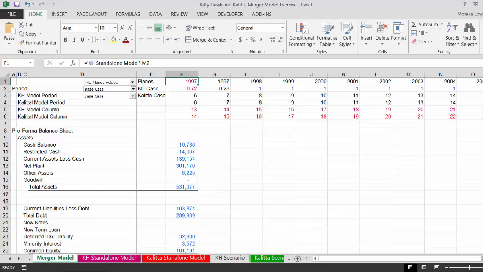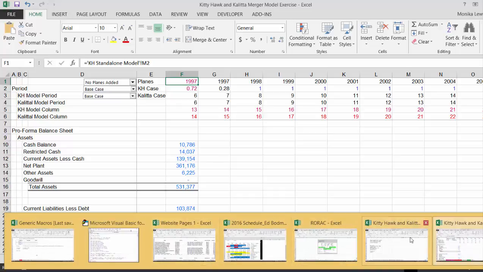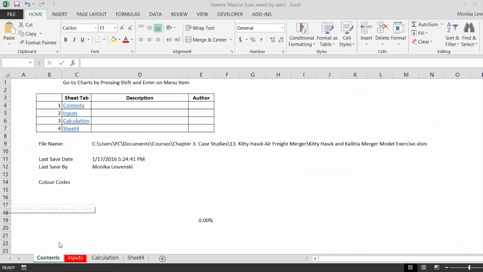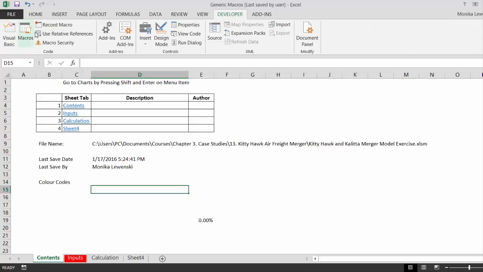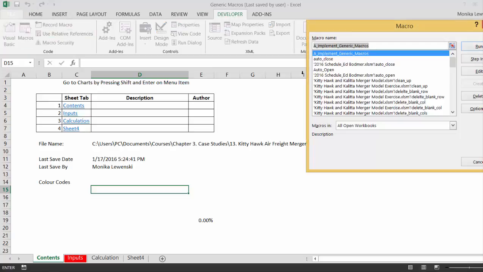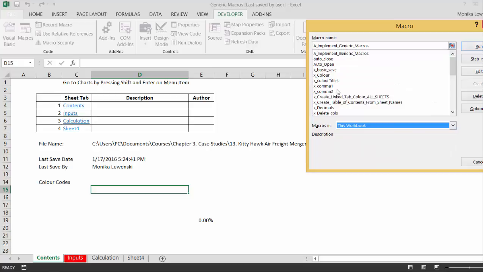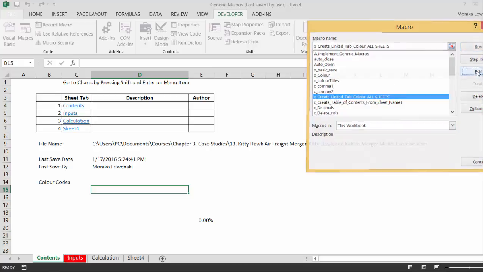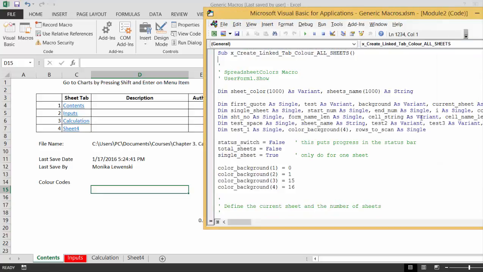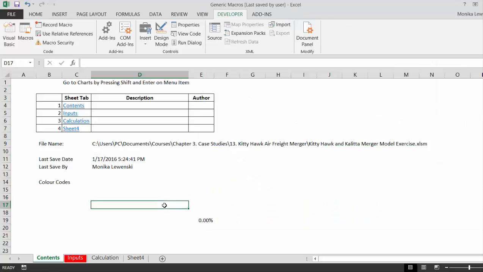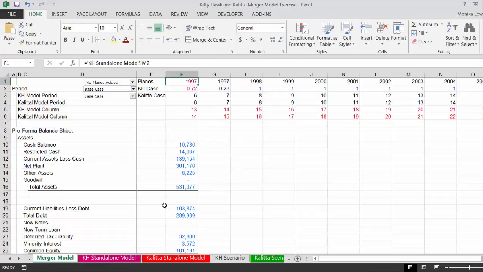Of course, this comes from generic macros, in case you haven't been looking at the other ones. In generic macros, if you want to look at the macro that made this, you go to macros, and it's called color sheets from color create link tab, and you can look and see how it works. It was frankly a little more painful to make than some of the other macros.